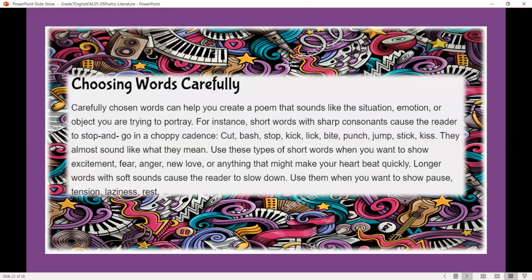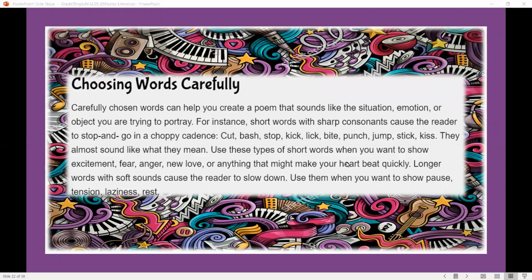All right. So now we are going to write our own poem. Okay? We need to be able to use words that get attention straight away. So if we want to get across a situation or an emotion, we need to really use certain types of words to get attention and to sound like what they mean. Okay? And then, for example, in the example I put here, if you want short words, they show you that something is happening quickly.